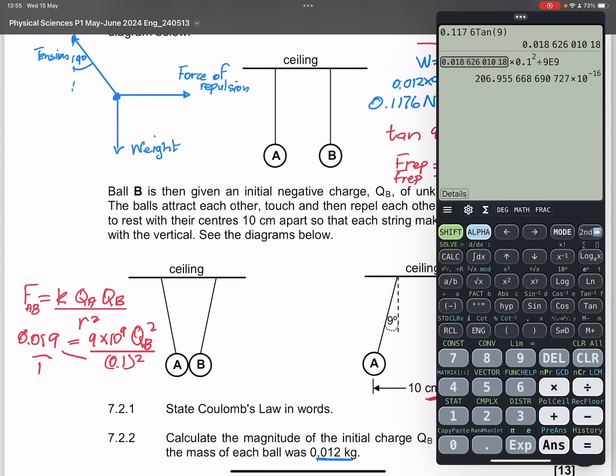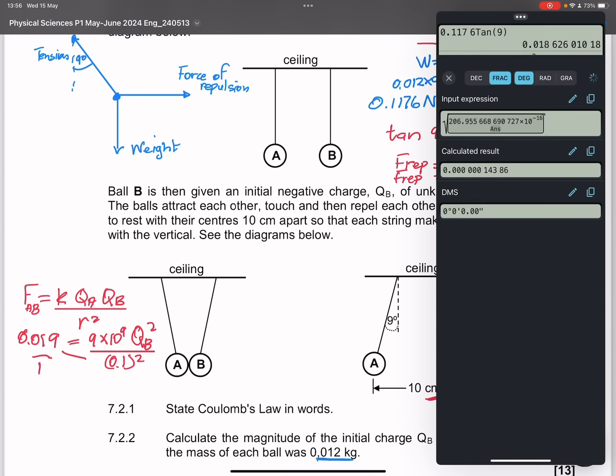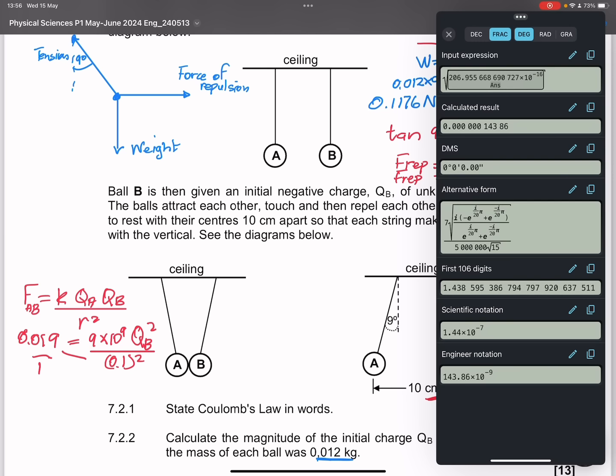I get a value there, and remember, to get the charge, I need to now take the square root of that answer. All right, let's do this. So I get 1.44 times 10 minus 7. I hope that's correct, ladies and gents.